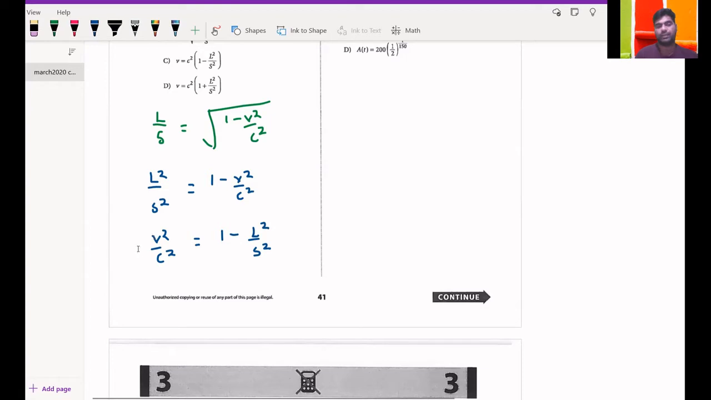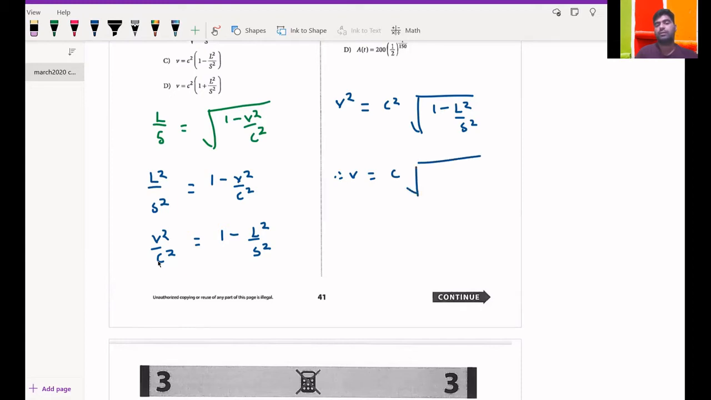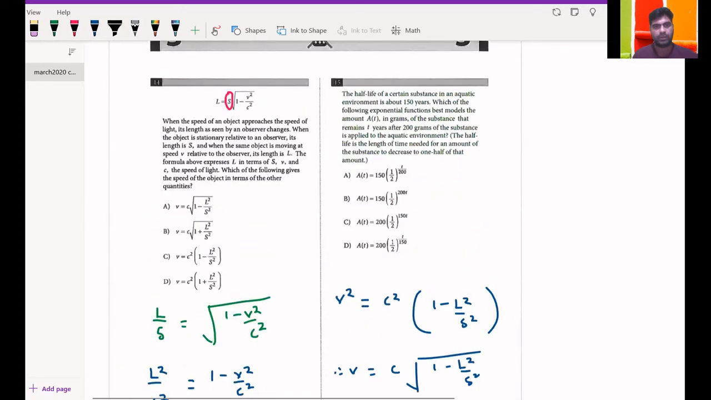The next step is I want V isolated. So I don't have use of C squared on the left side. I'll move the C squared to the right side and put a square root here: 1 minus L squared over S squared. Therefore, the value of V is speed. Speed is a scalar. A scalar cannot be negative. It is C times the square root of 1 minus L squared over S squared. This is a squared term, then I have to do the square root of it. So my answer here is seemingly option A.